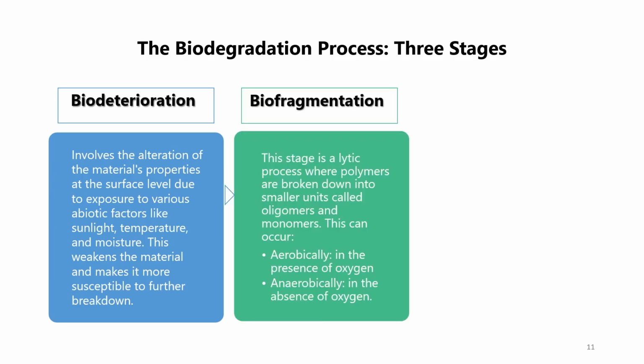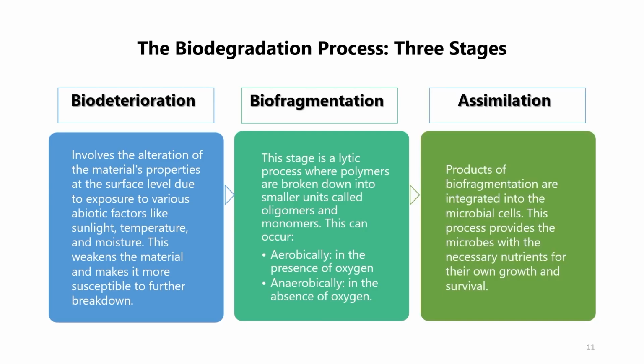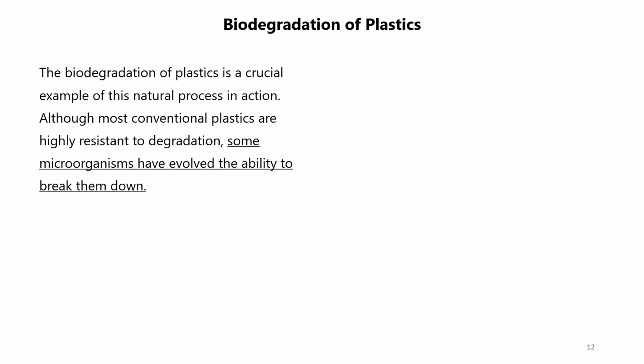Next comes biofragmentation. This stage is a lytic process where polymers are broken down into smaller units called oligomers and monomers. This can occur aerobically, in the presence of oxygen, or anaerobically, in the absence of oxygen or in low oxygen concentration. The third stage is assimilation. The products of biofragmentation are integrated into the microbial cells. The process provides the microbes with the necessary nutrients for their own growth and survival.